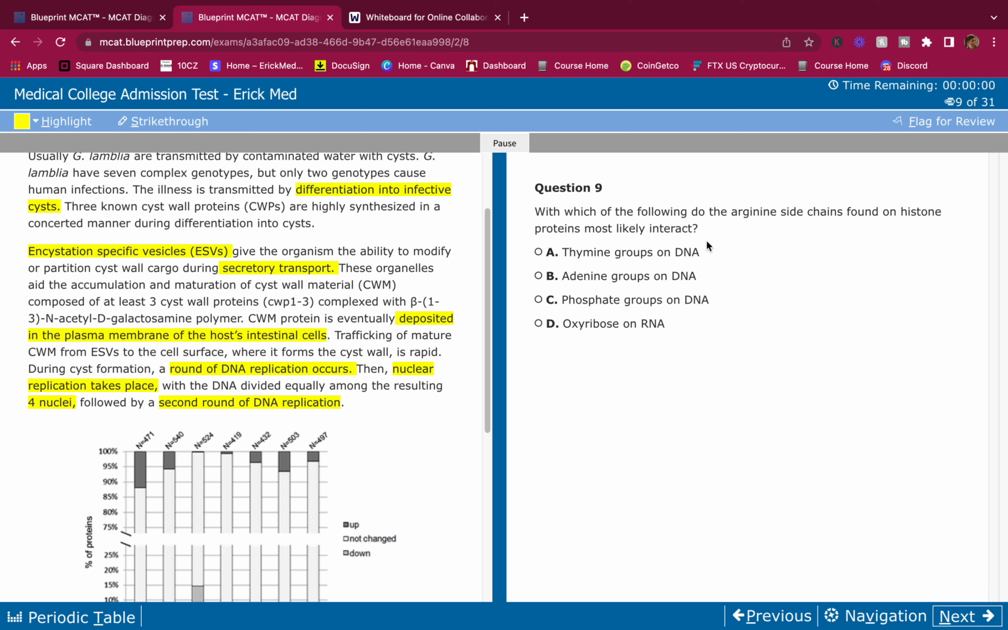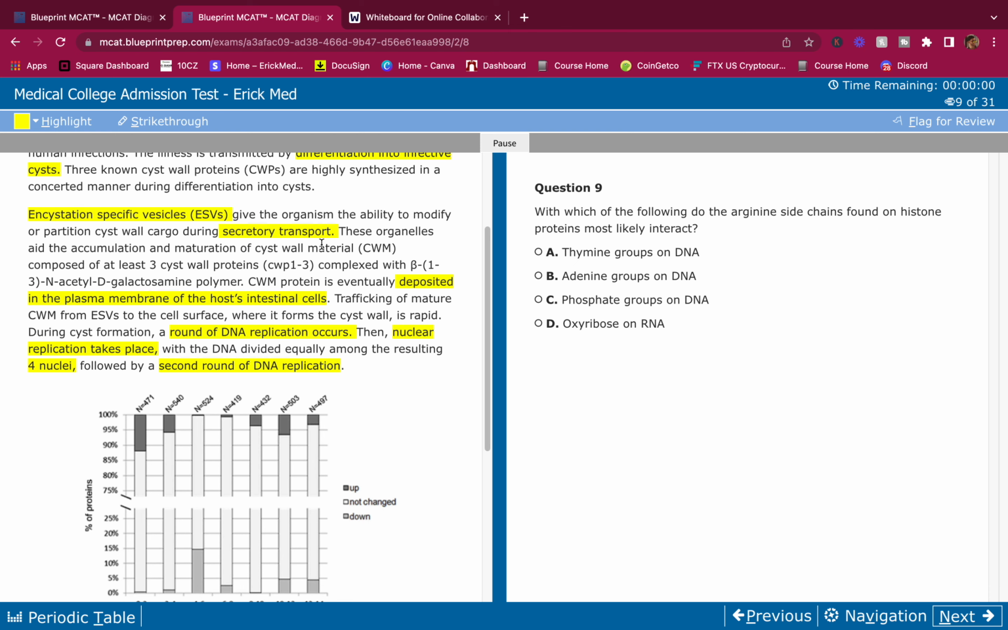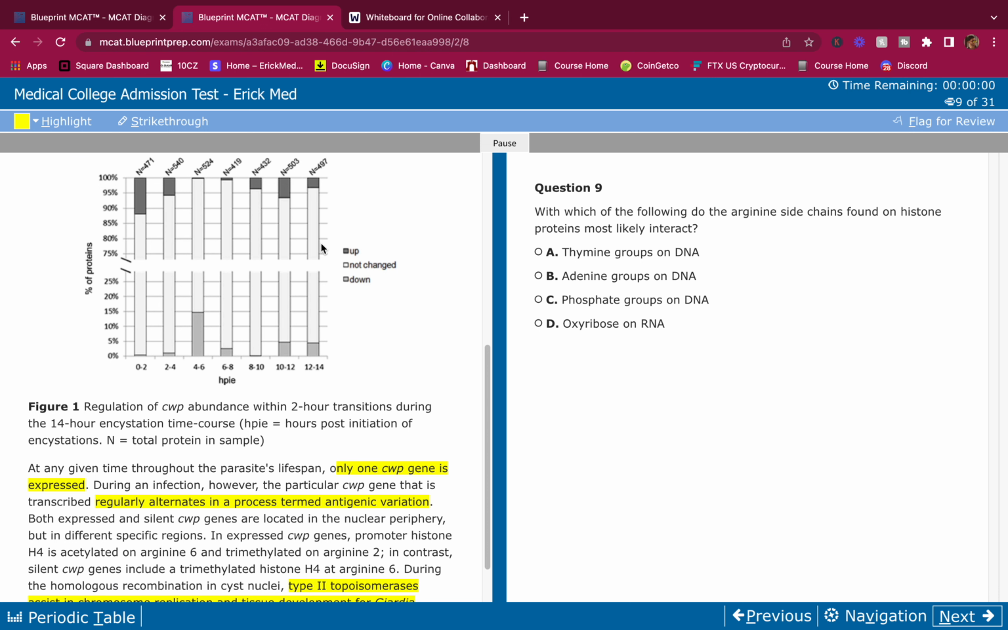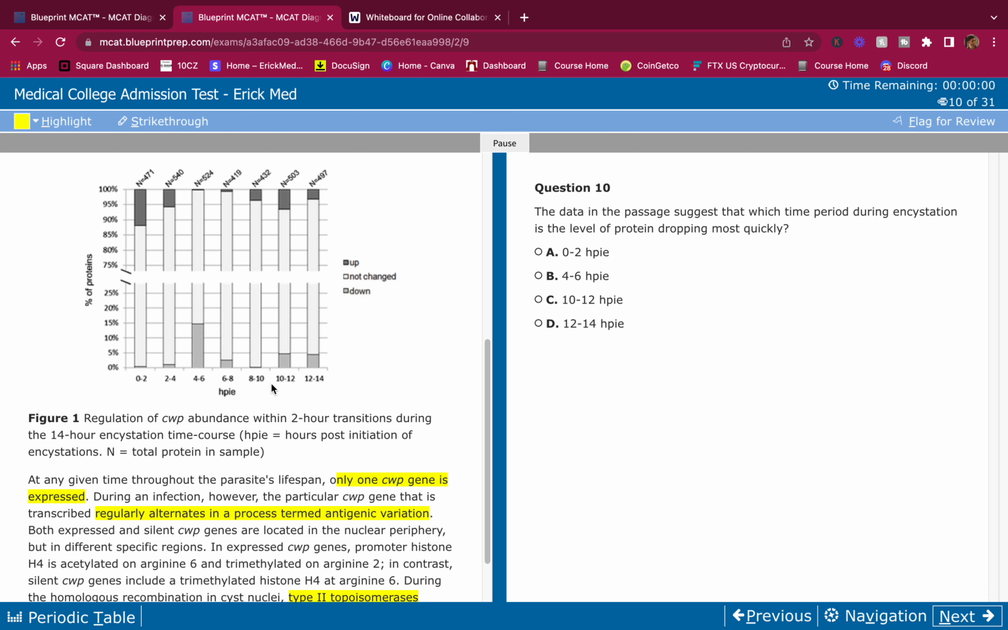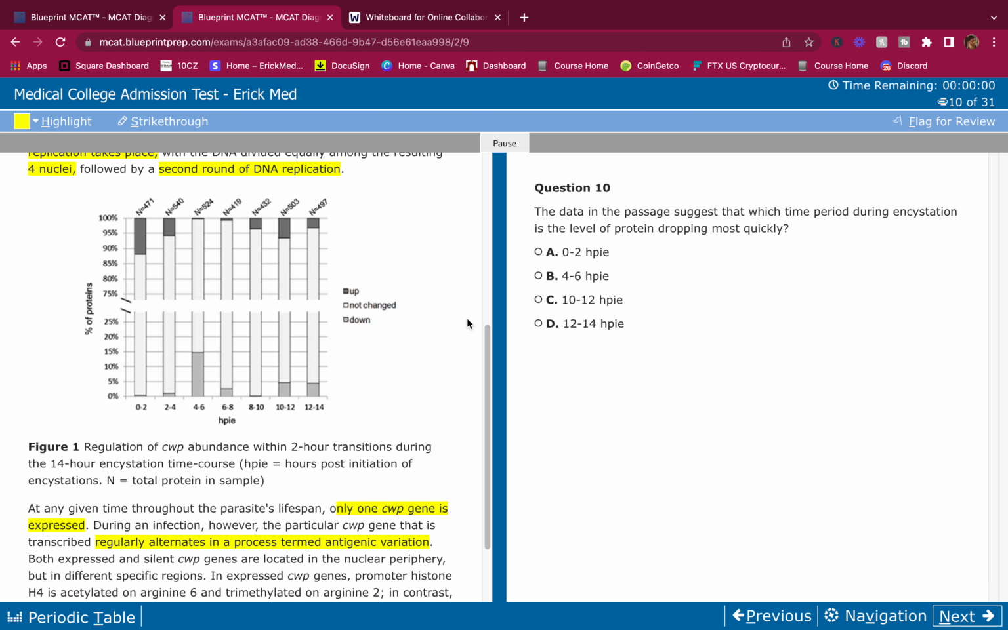With which of the following do the arginine side chains found on histone proteins most likely interact? Arginine is positive. It's going to react with something negative. Not this, not this. Phosphate. Phosphate has that negative. The data in the passage suggests that during which time period of endocytosis is the level of protein dropping most quickly? Guys, this is so easy.